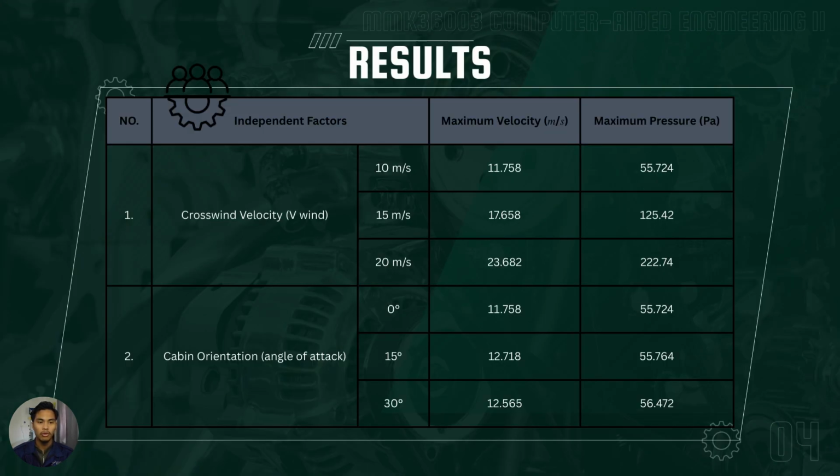This is the table of results from my project simulations. As you can see, I use 2 different independent factors. The first is crosswind velocity, for which I use 3 different velocities: 10 meters per second, 15 meters per second, and 20 meters per second. The second factor is cabin orientation, or angle of attack. I use 0 degrees, 15 degrees, and lastly 30 degrees. And the results I chose are the maximum velocity and maximum pressure.